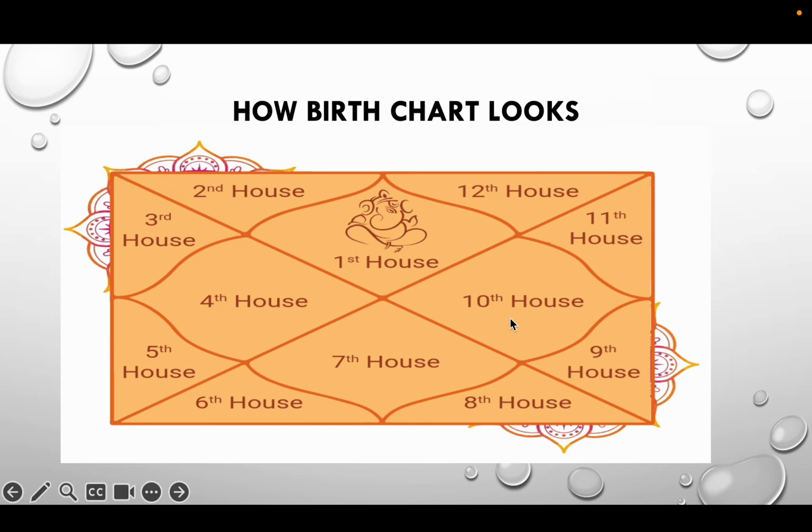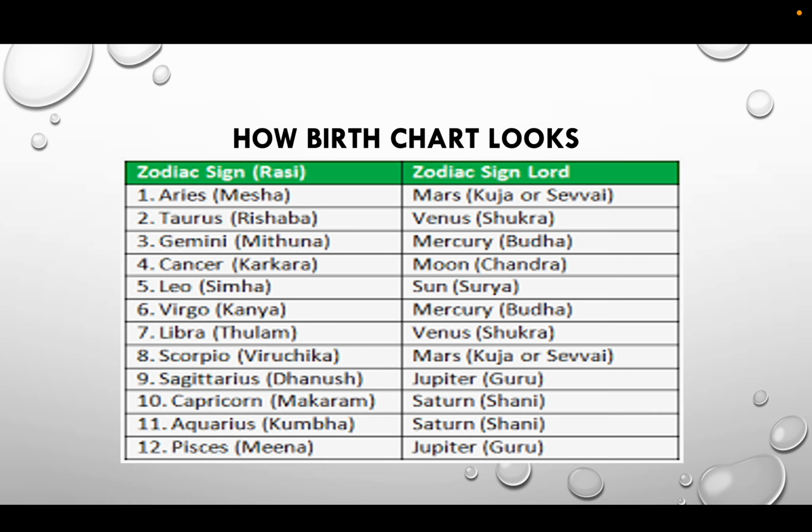The 10th house represents your education and your career; your karmas can be seen from the 10th house. The 11th house is of your gains. The 12th house is of your losses and your foreign travel. So each house relates to some aspect of your life.